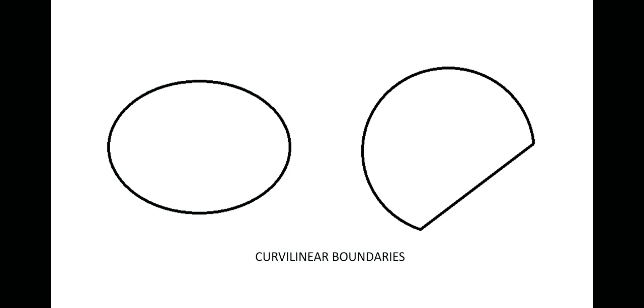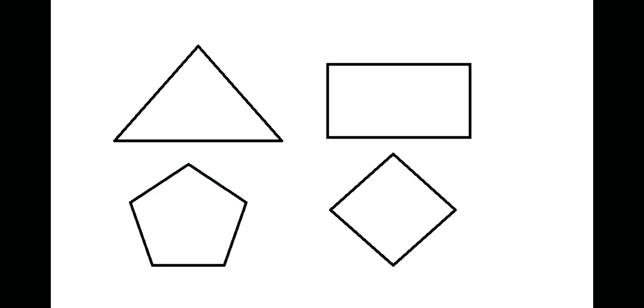are supposed to have curvilinear boundaries, and the figures of this type where all the edges, all the boundaries are made up of lines, are said to have linear boundaries. So we have curvilinear boundaries and linear boundaries.